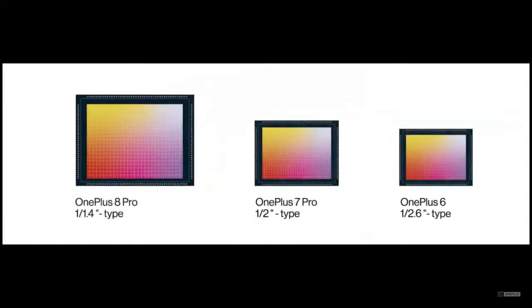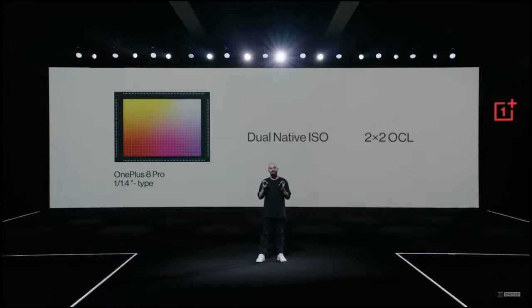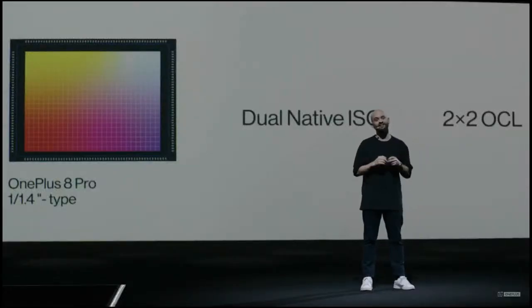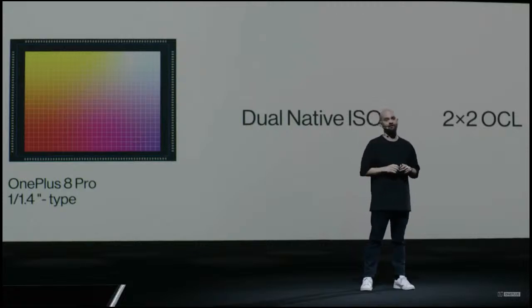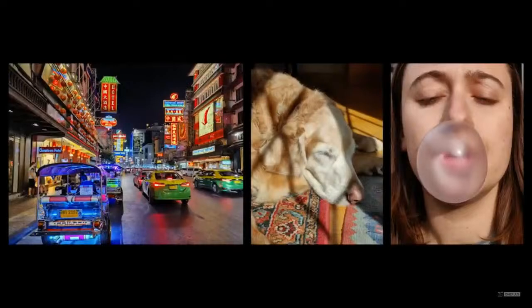Now, the bigger the sensor in your camera, the more light it receives, which decreases noise and increases dynamic range. And dynamic range is especially important to give your images more detail. Now, like I just mentioned, this sensor is super high-tech. It has dual native ISO, which is usually found in professional cinema cameras and reduces noise in low light. It also has 2x2 on-chip lens, which gives you the power to detect horizontal, vertical, and diagonal textures to give you more accurate focus, even in the dark. Now check out the detail and the color in these sample shots.